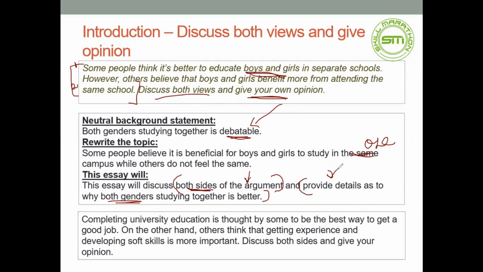You can have a different opinion and you have to mention that here. So if you feel that boys and girls should study in separate schools, your opinion will be: this essay will discuss both sides of the argument and provide details as to why both genders should study in different campuses or different schools. Are you getting my point here, guys? So based on your opinion, you will frame the second statement. I mean to say your opinion needs to be in the third point, obviously the third segment, but you will frame it according to what you feel or believe.